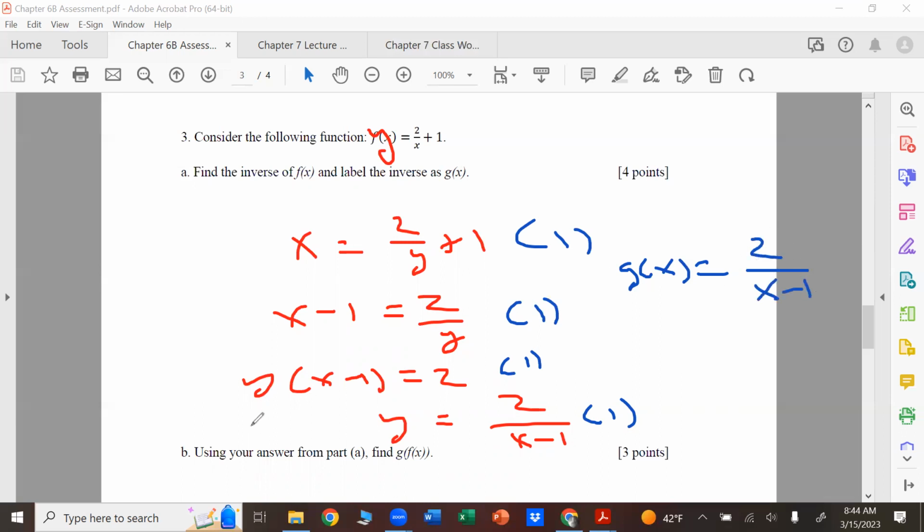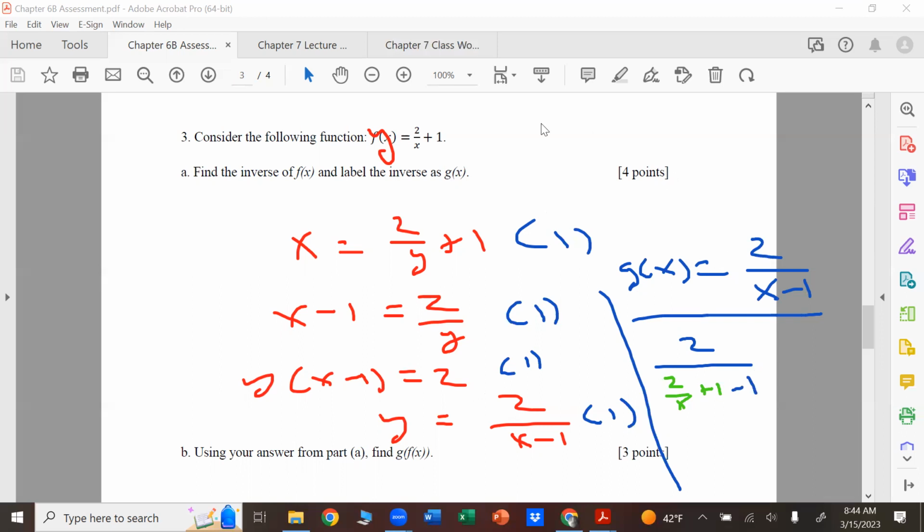So then you're asked to find g of f of x. A little different than the reviewed problems, I had it as f of g of x. The same thing, you'll still get the same result. So if I do g of f of x, I'm doing 2 over, and I replace x here with f of x, which is 2 over x. Let's switch colors. 2 over x plus 1, and I bring back the minus 1 that was over here.